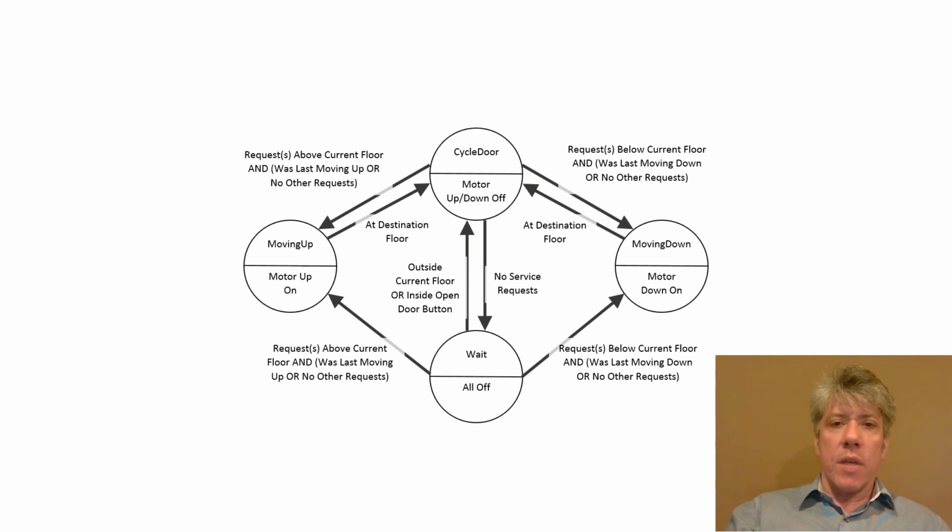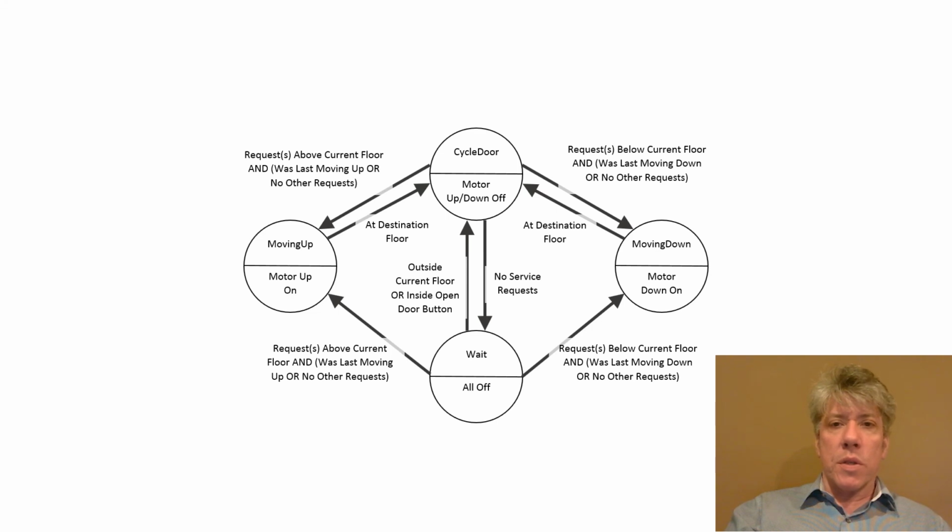For the second case, imagine that a button on the current floor outside the door is pressed. Just as in the first case, the machine transitions to the cycle door state. For the third case, a button outside the elevator, either above or below the current floor, is pressed, requesting service at that floor. The system transitions to either the moving up or the moving down state as required. Note that both of these transitions also require that the elevator was already moving in the requested direction, or that there are no other requests. This is for efficient operation and servicing of passengers.